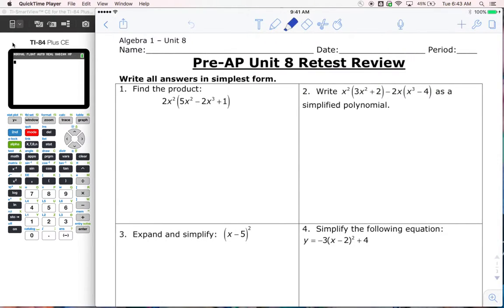PreAP Unit 8 Retest Review. Quick reminder that these 10 problems will appear on your retake, very similar with different numbers, so be prepared to answer these same 10 questions by yourself independently before you retest.